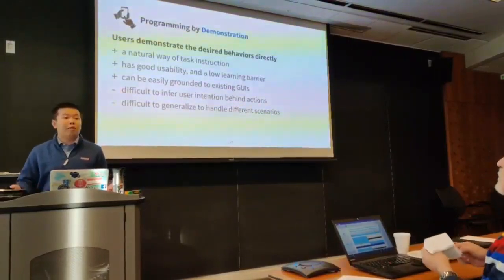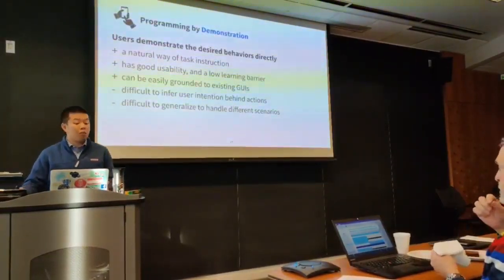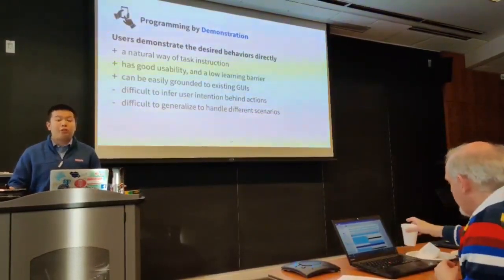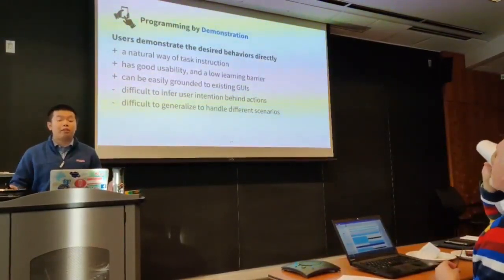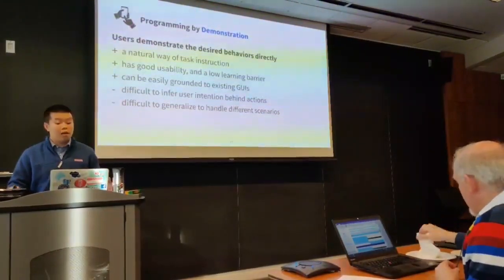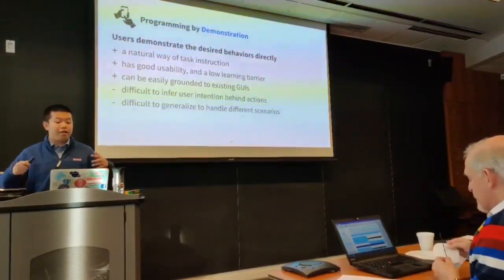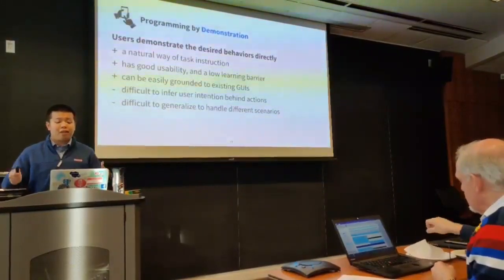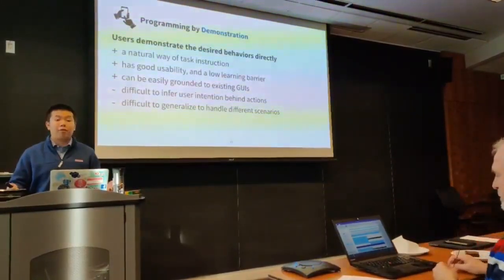However, there are also some drawbacks. Demonstrations only show what the user does, but not why they do it. So it's really hard to infer the user's intentions behind those demonstrations. Therefore, when the agent is in a new scenario, the agent might not know what to do, because it's very challenging to generalize from those demonstrations.